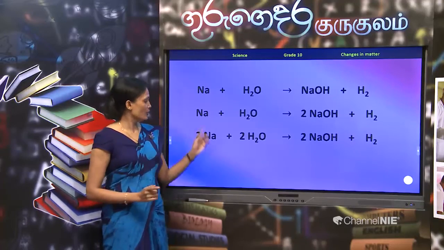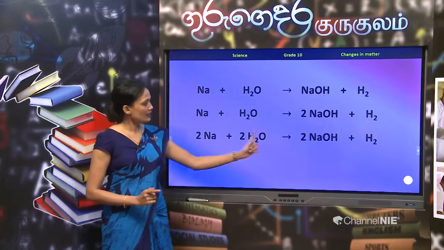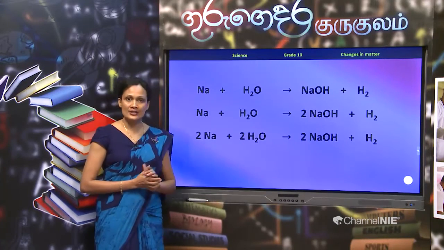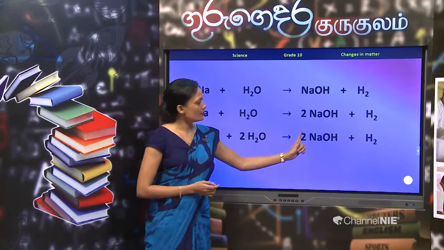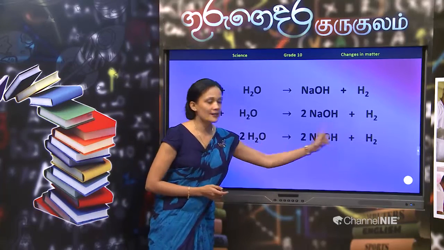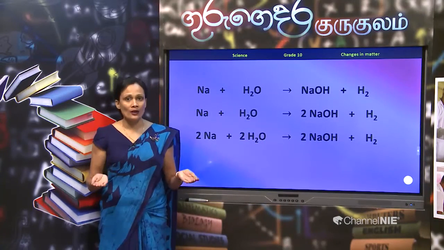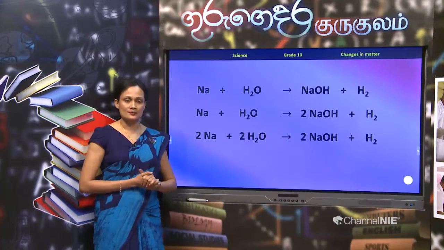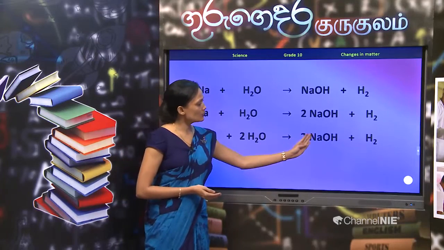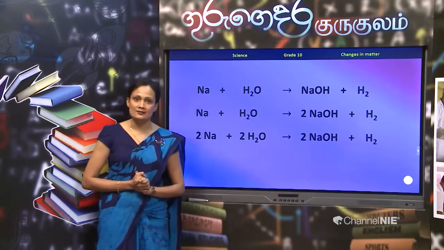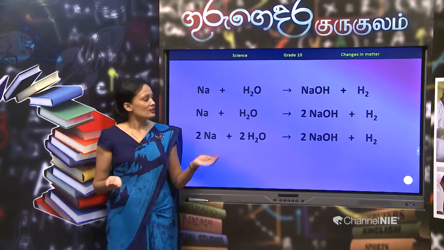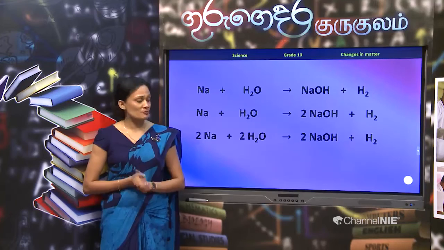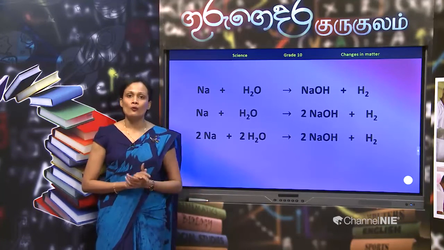Let's check it. 2 sodium atoms, here 2 sodium atoms. Here 4 hydrogen atoms, in product side 2 hydrogen and 2 hydrogen atoms, and all are 4 hydrogen atoms. Here 2 oxygen atoms, and the product side also 2 oxygen atoms. Now it is clear this is the balanced chemical equation for the reaction between sodium with water.